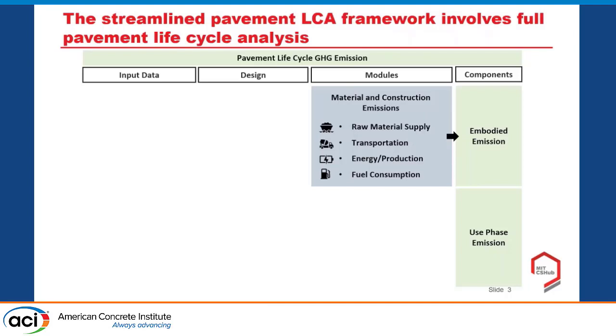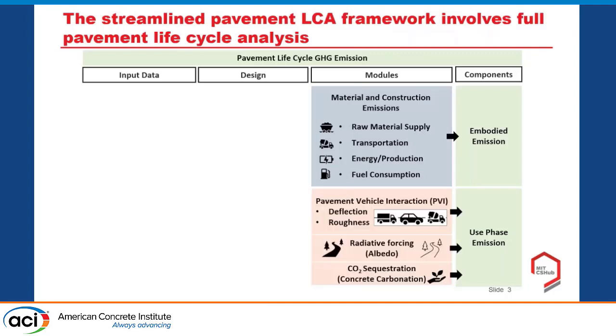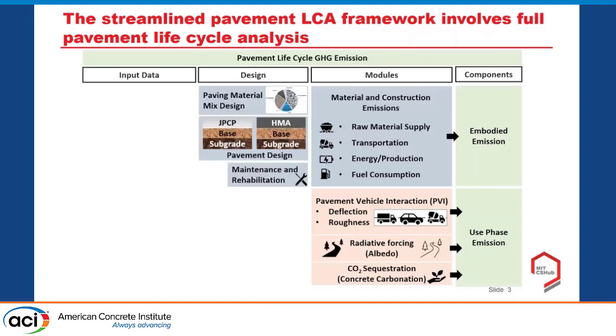For the use phase, we need to include all the use phase sub-modules, so we include everything. Basically, pavement vehicle interaction for both deflection and roughness. We also include the radiative forcing, which is also known as albedo, as well as the concrete carbonation. To do that, for the embodied emission, we need to provide the tool with the pavement material mixture design for mixture level life cycle analysis of embodied emission, for both concrete pavement and asphalt pavement.